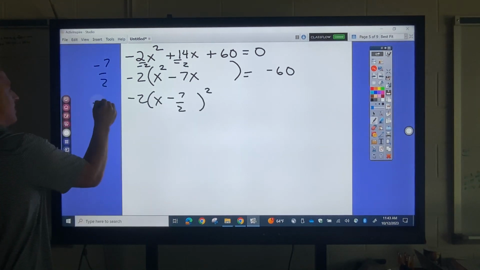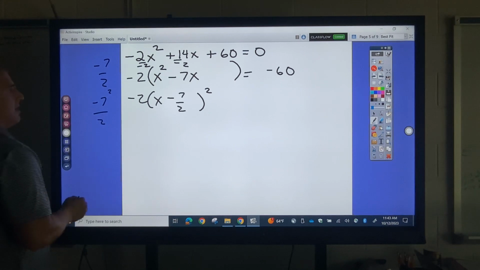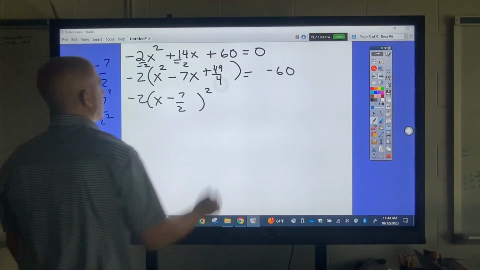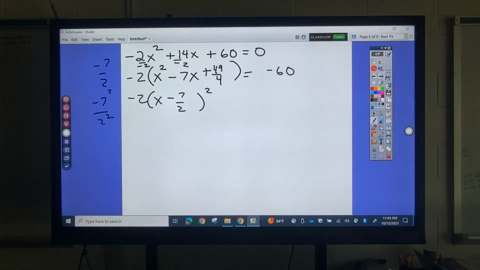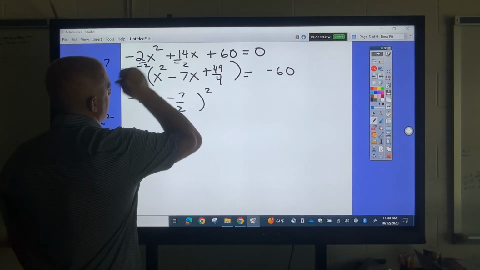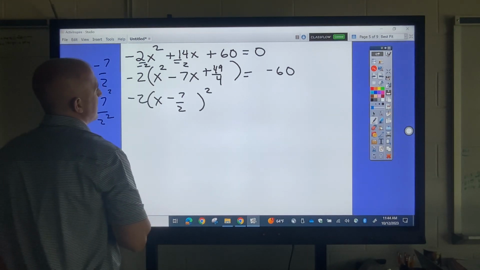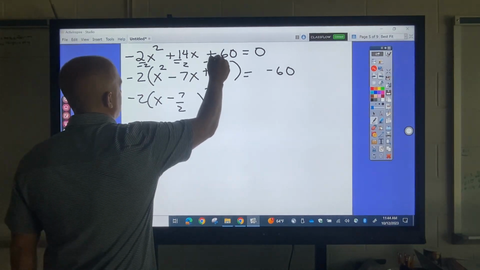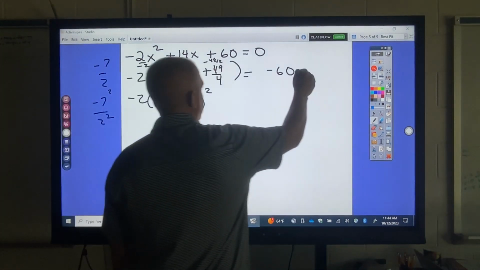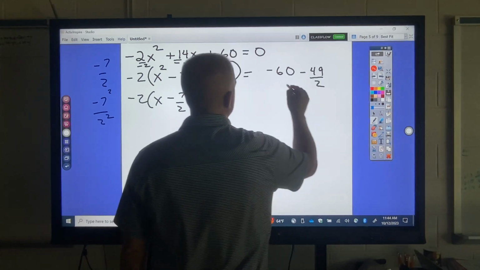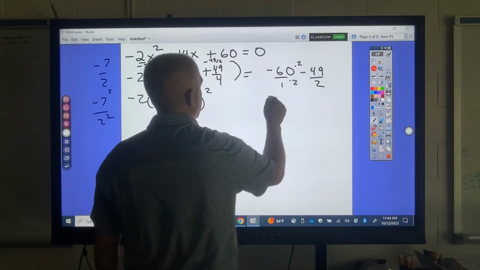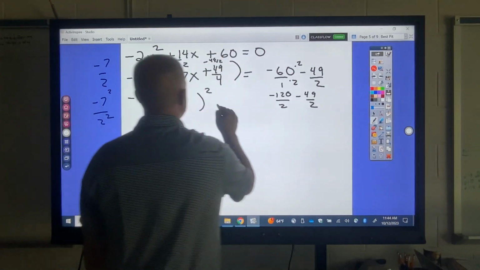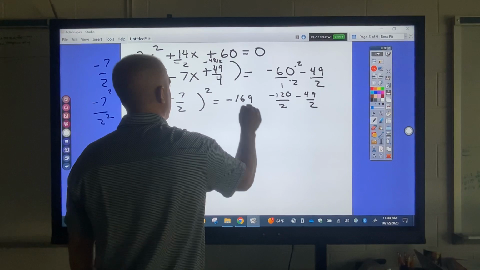I'm going to square negative 7 halves. So that's going to be positive 49 over 4. When I multiplied that, it would be negative 98 over 4, or negative 49 over 2. So minus 49 over 2, common denominator. So that's going to be negative 120 over 2 minus 49 over 2. So that's going to be negative 169 over 2.